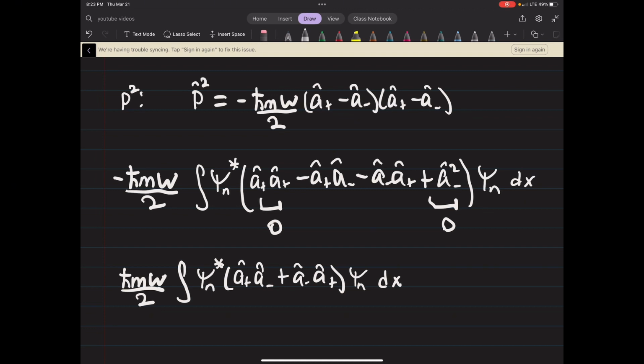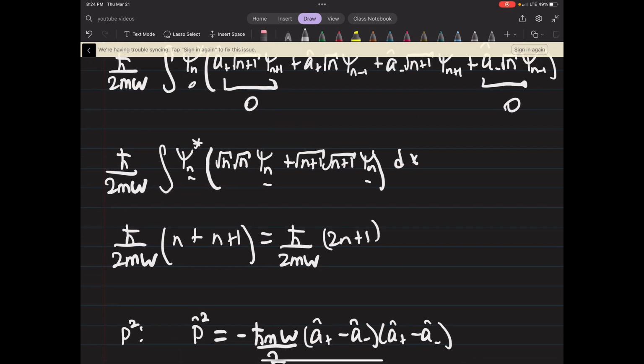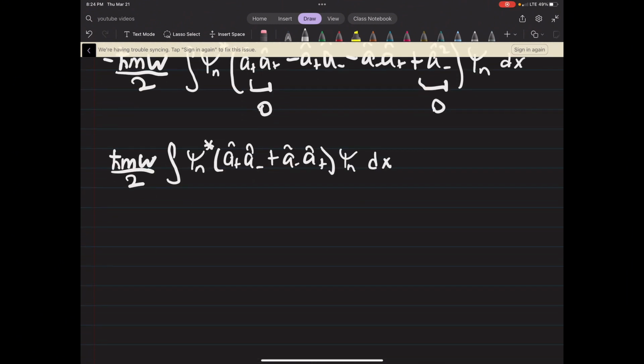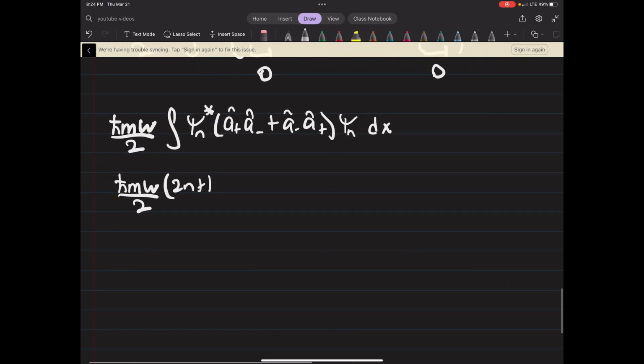So we really only have those to work with, and we actually have already done this one, because what you'll notice is it's just these cases. So that's actually kind of nice. So then we have h bar m omega over 2, times, and then what did we say it was? 2n plus 1, I think it was. And that is your expectation value of momentum squared.